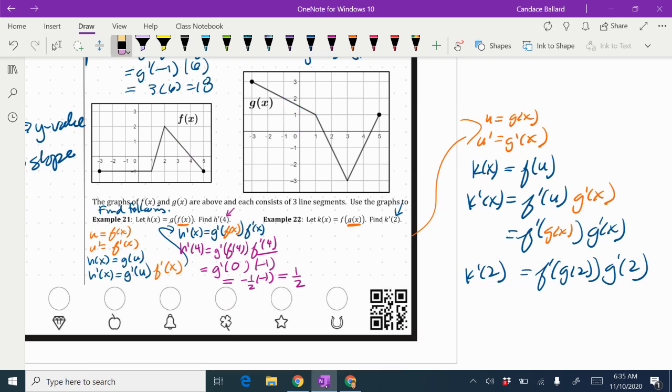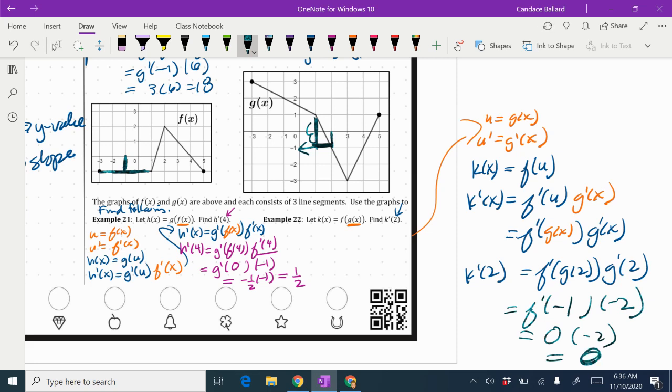All right, let's check it out here. So f prime of g of 2 means I need the y value of g at 2, which looks like it's negative 1. g prime of 2 means I need the slope here. If I draw that slope triangle, it looks like I am down 2 and over 1, so negative 2. Now I need to go to negative 1 on the f graph. I need to read the slope. The slope right here is 0. So 0 times negative 2 is going to be 0.